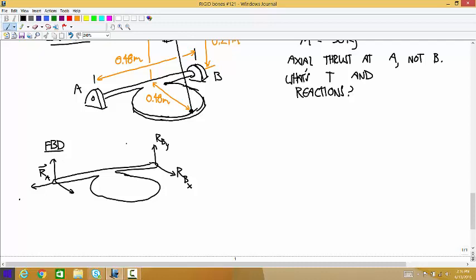And then the only other load happening is at the center of mass. We have a downward force of 30 times g, so 294.3 newtons. And a tension.